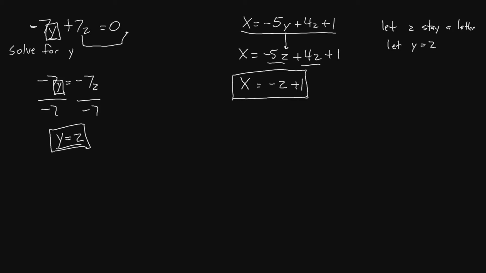So our final solution can be written in these triangular brackets, and you always write your solution in the order x first, y second, z third. Our x was negative z plus 1, comma, our y, which was actually z, and of course z stays z because it has infinitely many solutions.